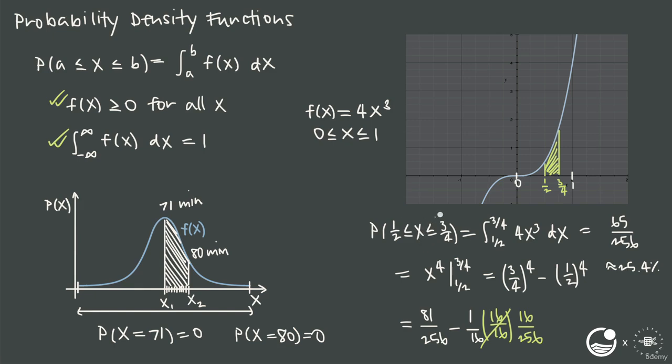And so what that tells us then is that the probability that our continuous random variable will have a value between 1/2 and 3/4 is just over 25%, given that this is the probability density function that models our continuous random variable over this interval 0 to 1.